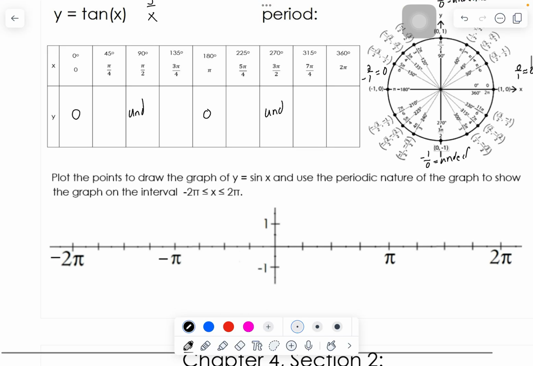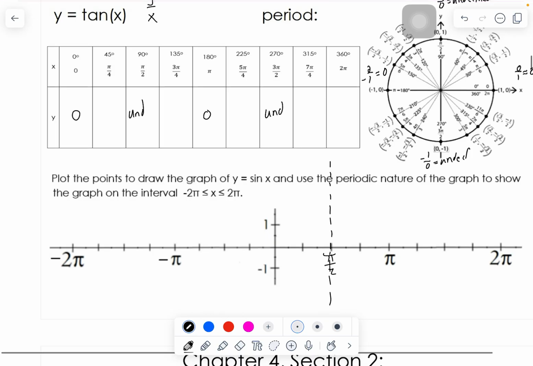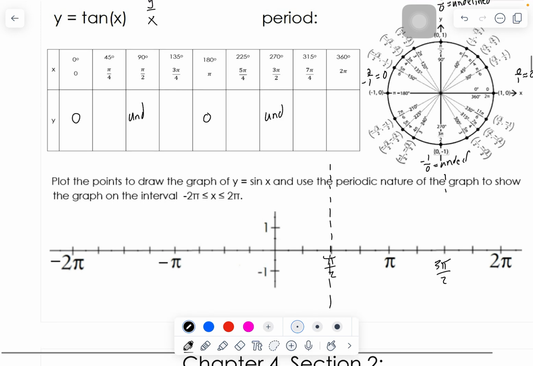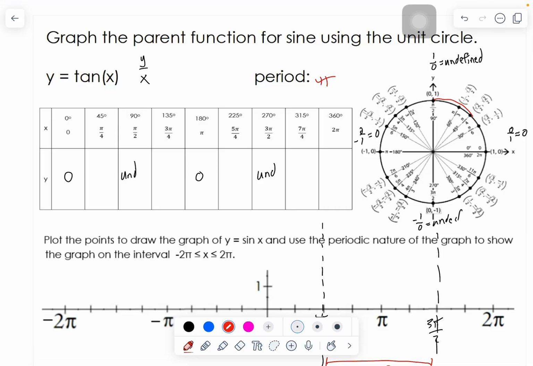Now, at undefined, since it doesn't exist, like at pi over 2, so here's pi over 2, I'm going to put a dashed line in there as an asymptote. So it's going to come really close to touching, but not quite. Okay, and then if I go over to 3 pi over 2, which would be about right here, I'm going to put another asymptote. Notice that the distance between these two is not a full 2 pi. It's actually pi, because I'm really only going to worry about tangent existing from one undefined to another undefined. So really, tangent only happens every half circle.